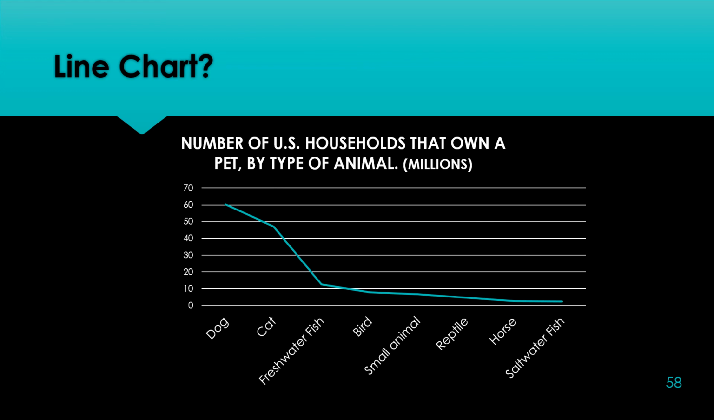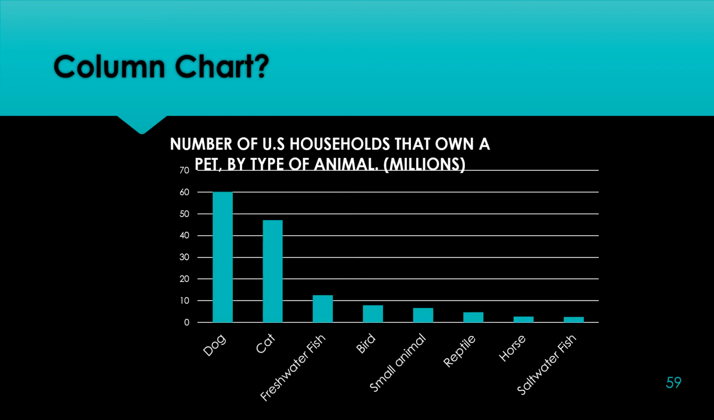What about a line chart? This just looks wrong, doesn't it? That's because line charts are typically used to show trends, and categories aren't trends. How about a column chart? This is a little bit easier to read, but again, it looks a little like a trend, and because the labels are slanted, it's a little bit difficult to read.